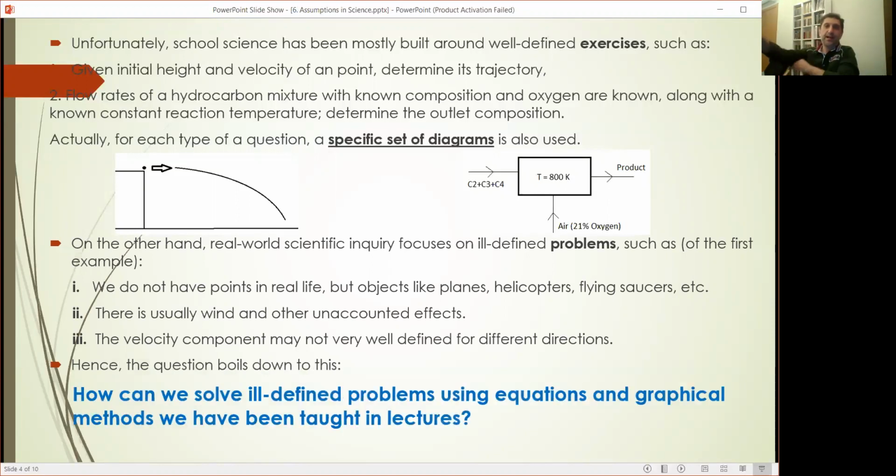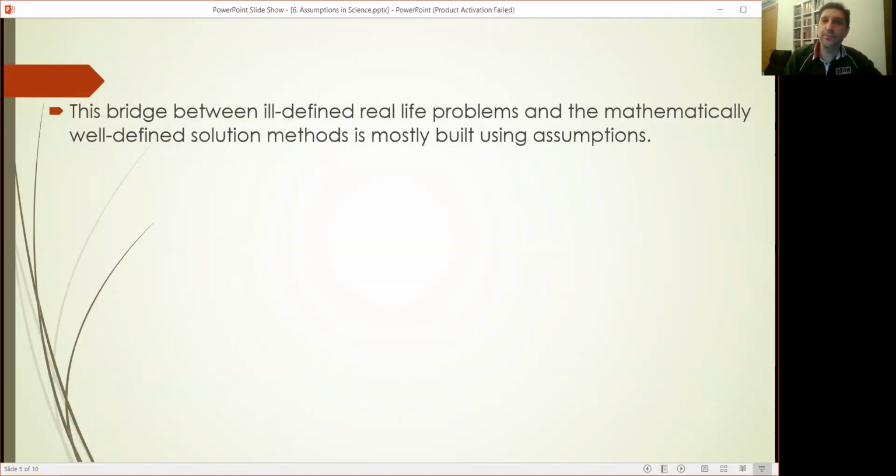So the question boils down to this: how can we solve ill-defined, real-life problems using the equations and graphical methods we have been taught in lectures? Because in real life, nobody will give you, okay, X is equal to this, M is equal to this. They are going to present you a problem. For instance, there's a factory that needs to be built, and this is supposed to be the amount of product that we need, or maybe in some cases even that is not given, but you need to come up with different types of solutions or alternatives to arrive at a feasible solution. So the bridge between ill-defined real problems and mathematically well-defined solutions is mostly built using assumptions. That's where assumptions come into play.